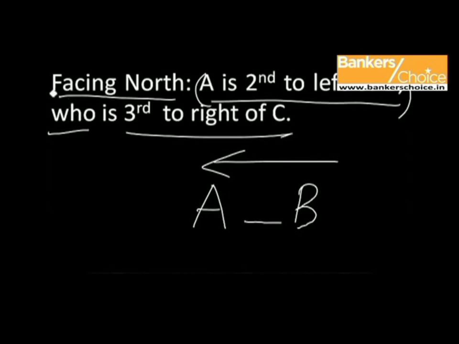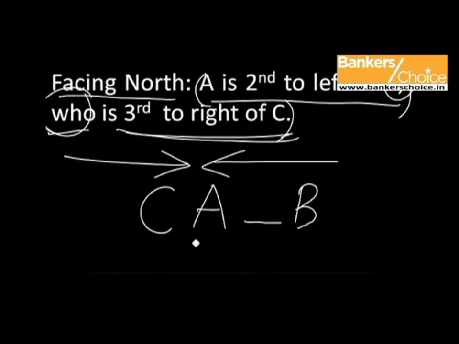And the second part of the statement is who is third to the right of C. Whenever the word who is used, the person referred is immediate before, that is B in this case. So we can say that B is third to the right of C. As B is towards the right of C and 3 places away, C should come here. So that B becomes 1, 2 and 3 places away.